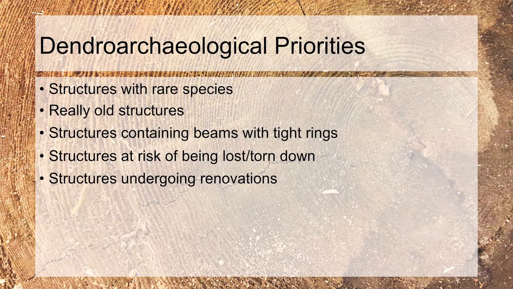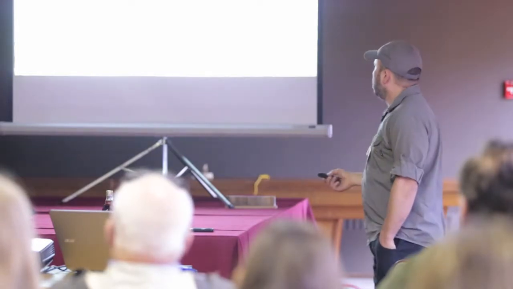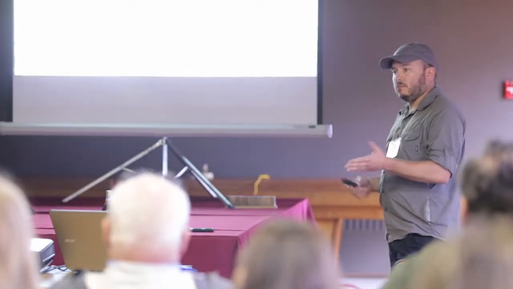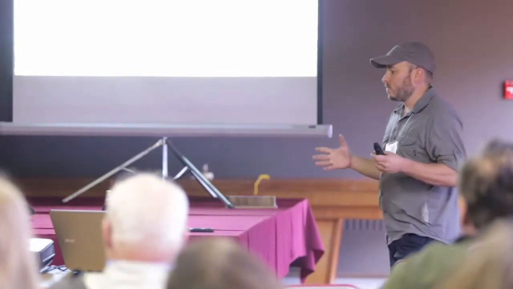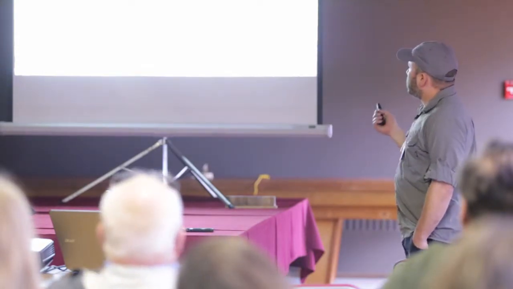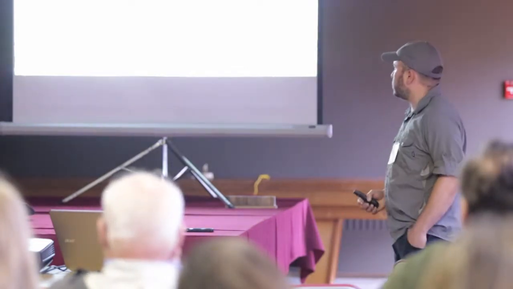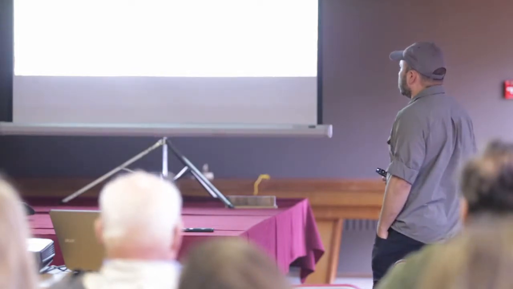So, dendroarchaeological priorities. Well, structures with rare species are really cool, because most buildings are made of spruce, and red spruce often in this area. Really old structures, because if the building's constructed, say, in the 1700s, then the tree-ring chronology contained in the structure is going to go much further back in time. Structures containing beams with very tight rings, so longer chronology, more important. Structures that are at risk of being torn down. Once it's torn down and that wood's gone, then the chronology is lost as well. All the information in the tree rings is gone.